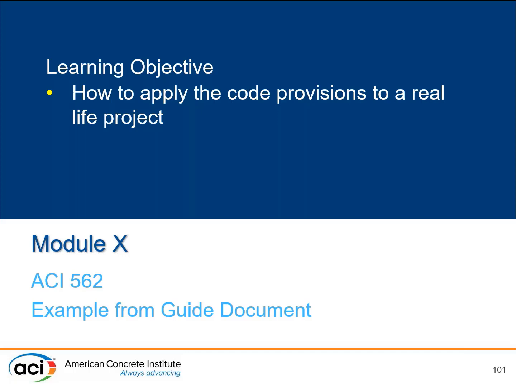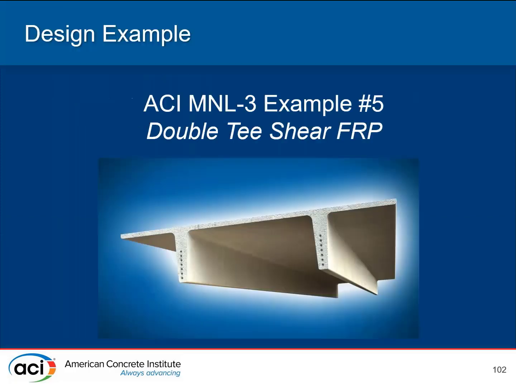In the next few minutes, I'm going to very quickly go over a very detailed example. This example came from a guide document, ACI Manual 3. It goes through not just this example, but a number of examples in detail, so you can follow the process to comply with the code, not just that this was a good repair, but how the code requirements were accommodated, and how that process went.